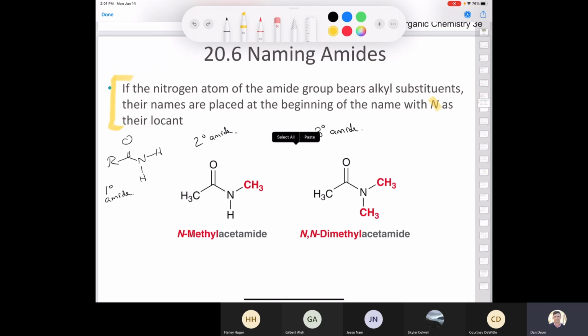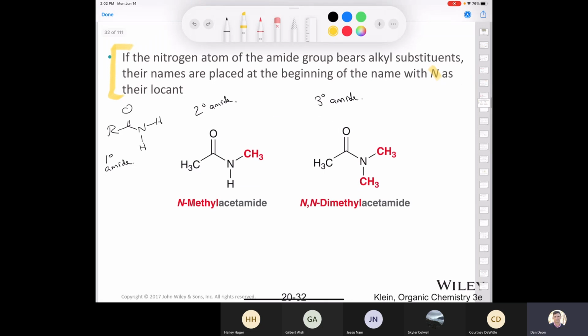Other examples would be if you have 2 different alkyl groups, you put them in alphabetical order. I'll show you an example. Let's say you had this. I got acetic acid on the brain. If you had a methyl group and an ethyl group, you would call this N-ethyl-N-methyl acetamide. Again, just using alphabetical order. So E comes before M. We're just following A to Z.